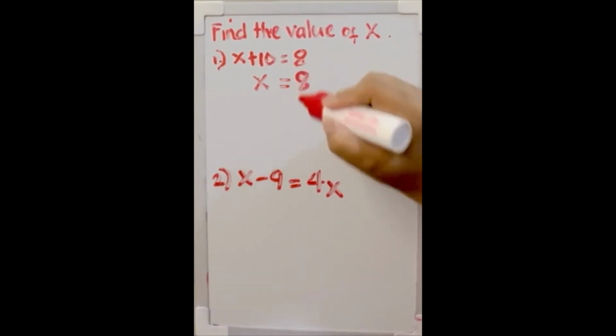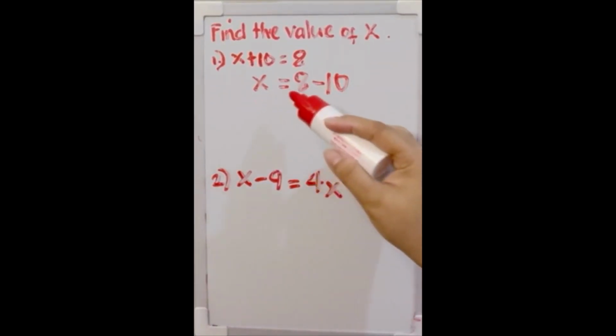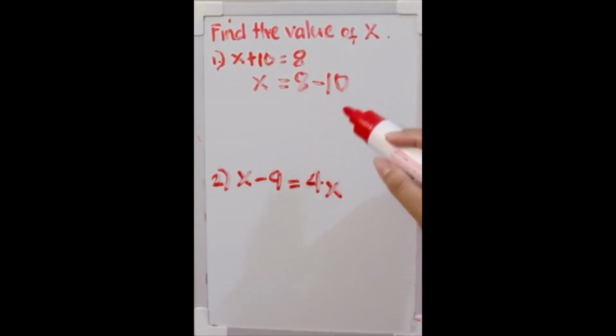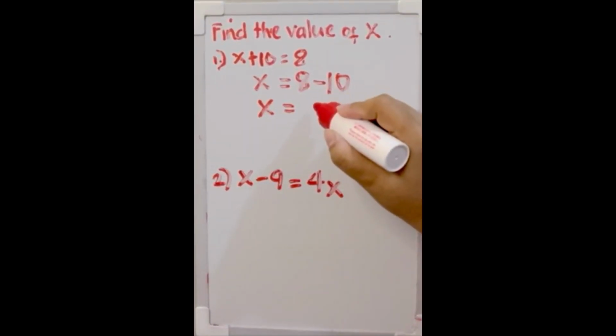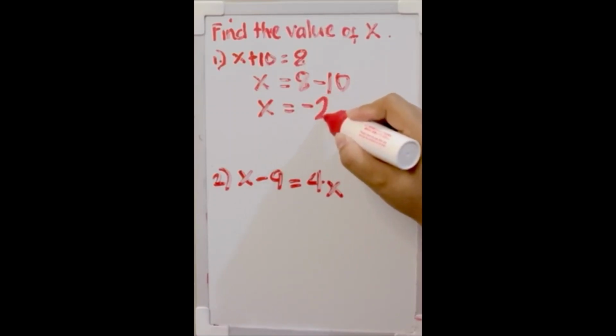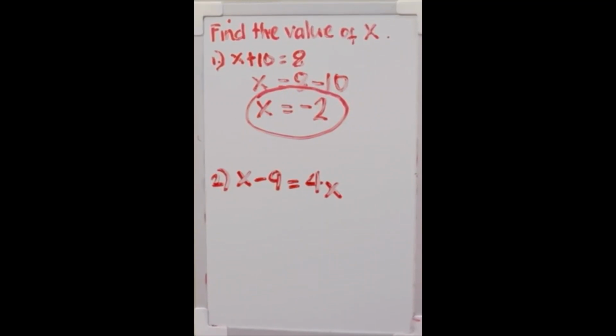So we will write 8. Now the positive 10 will become negative 10. So we have x equal to 8 minus 10. And this is equal to, when you subtract, this is negative 2. So the answer is x equals to negative 2.